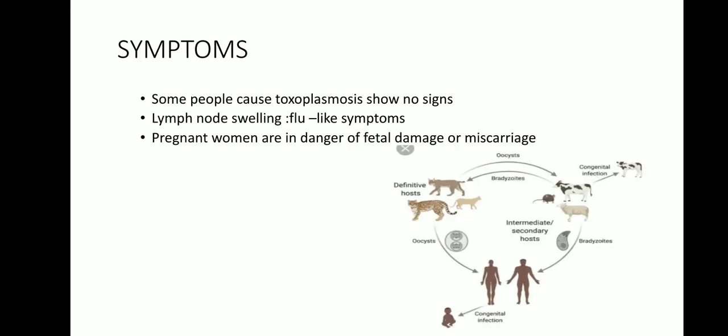Its signs and symptoms: some people with toxoplasmosis show no signs. Some have cervical lymphadenopathy, that is, lymph node swelling. It also includes constitutional symptoms like fever, fatigue, etc. Congenital toxoplasmosis causes cognitive impairment. That's why it's important for pregnant women to avoid risk factors for getting toxoplasmosis. Researchers show that in patients with acquired toxoplasmosis, exposure later in life decreases cognitive functioning.